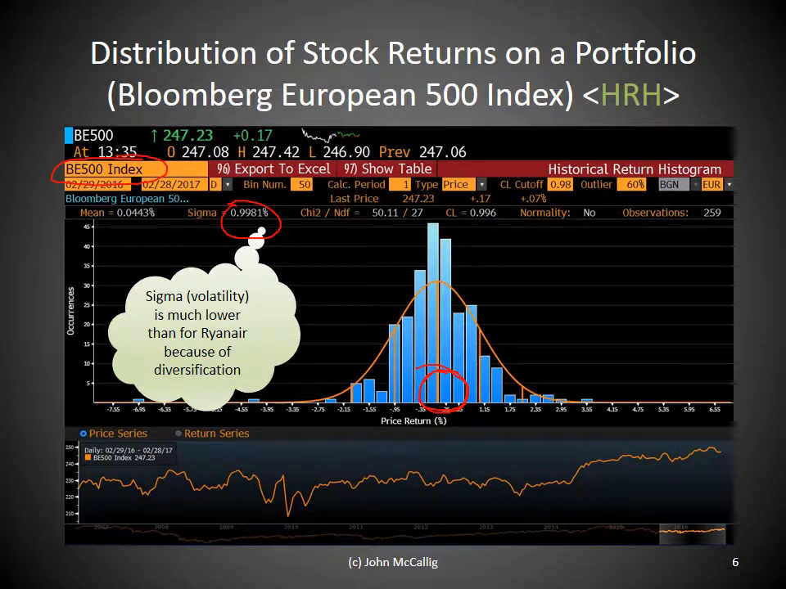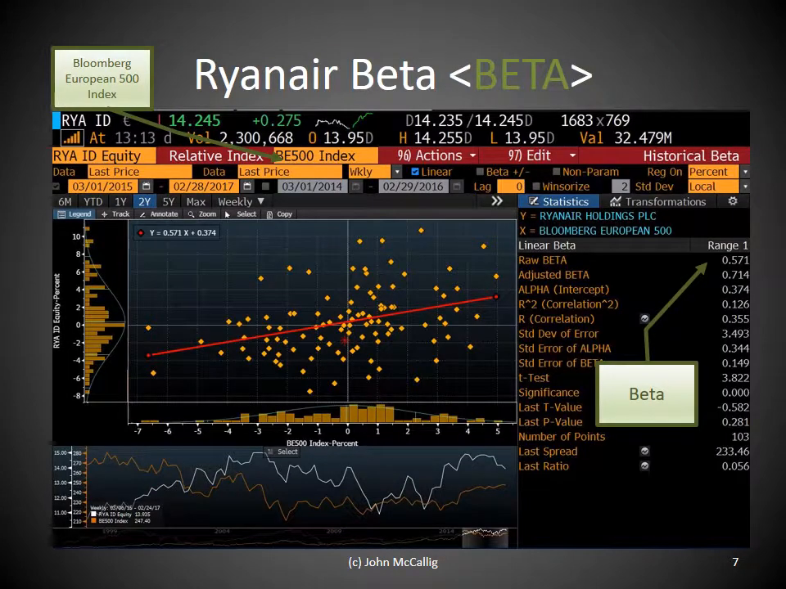And what does that tell us about the market risk of Ryanair? So this is how we do that. This is the beta screen on Bloomberg, and as you can see, there's a regression where you are trying to predict the movement in Ryanair's stock from the movement in the index. So when the index goes up 1%, so this is down here 1%, what does Ryanair do?